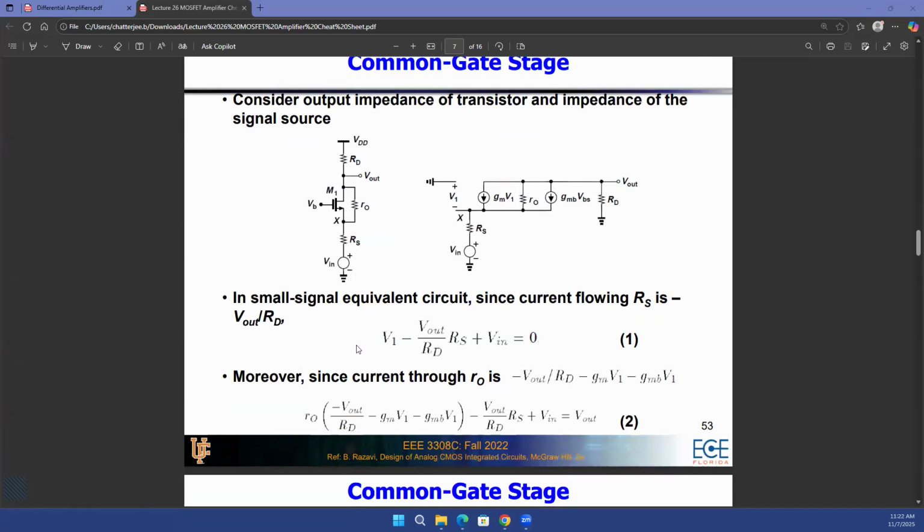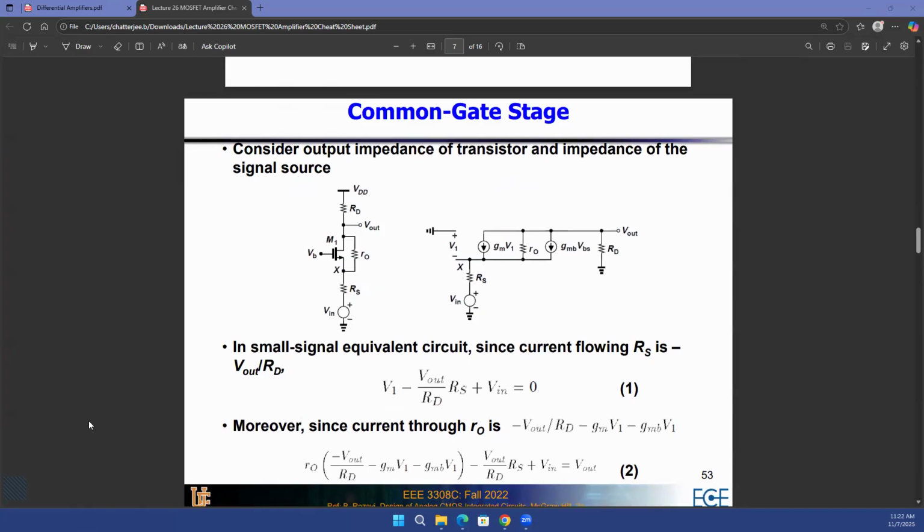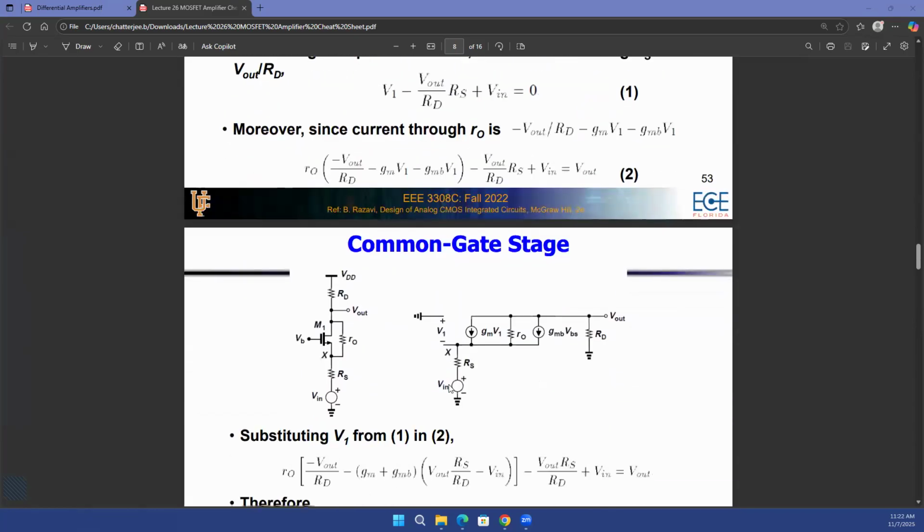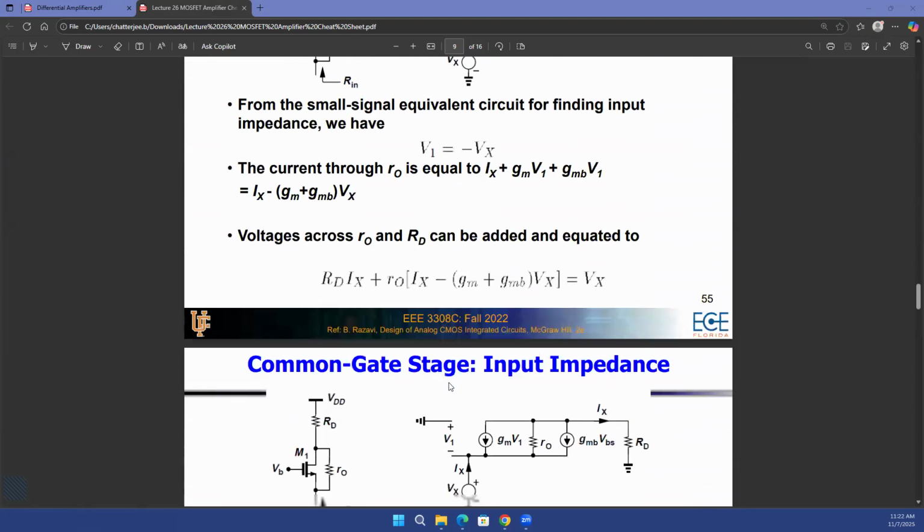These are more analysis of the common gate stage, the diode connected MOSFET, and so on. If you consider the gmb VBS, I'll skip through this. If you want to know more about gmb VBS and do the analysis, please go through this, but I'm going to skip it because we are not going to talk about that in this class.